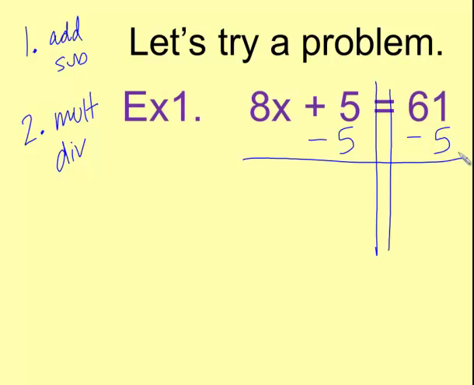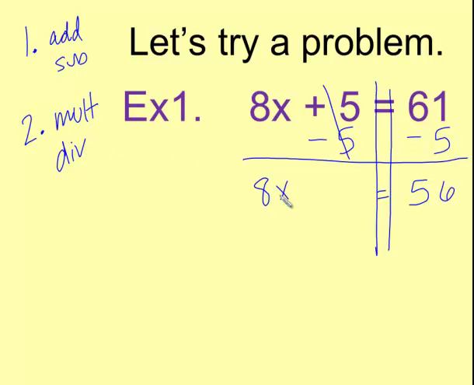Whenever I do that, I get 8x. These cancel, and then 61 minus 5 gives me what? 56. Okay, so I have added and subtracted everything I can. Now I'm going to be multiplying or dividing.